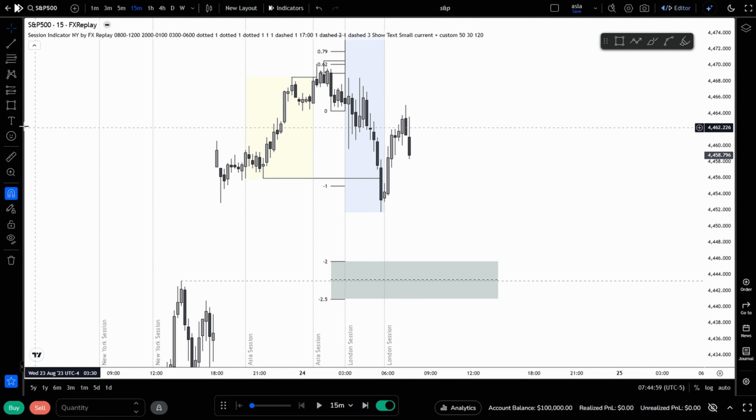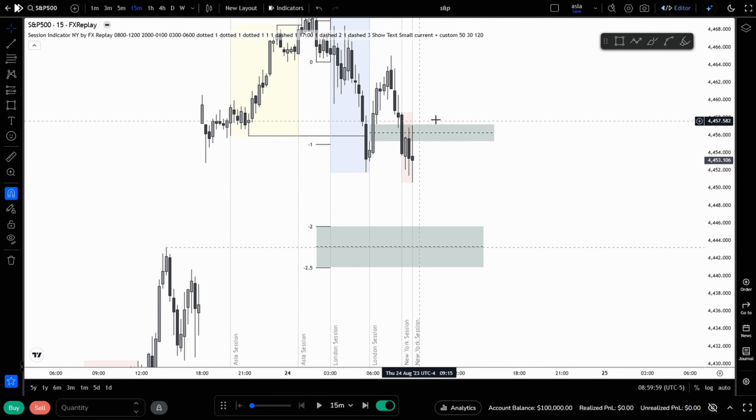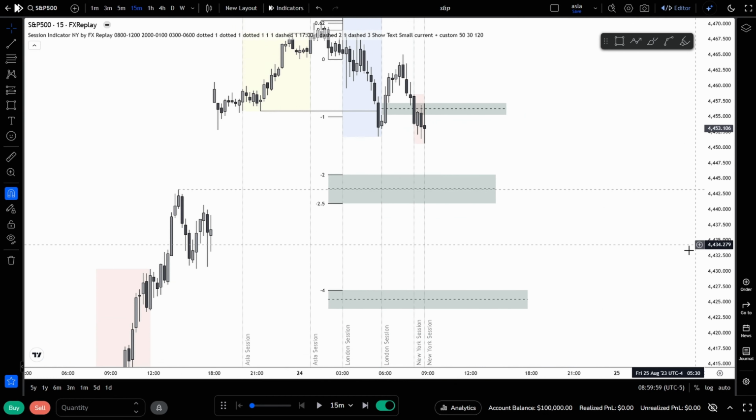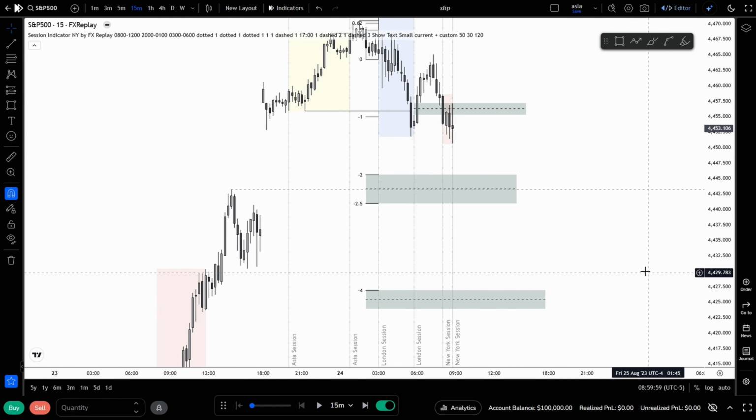And there it goes. Price pushes back through it. Notice how that prior displacement area now acts as an inversion level. Price respects it and continues lower. Now that the New York AM session has started, we get clean displacement down through our projected levels.